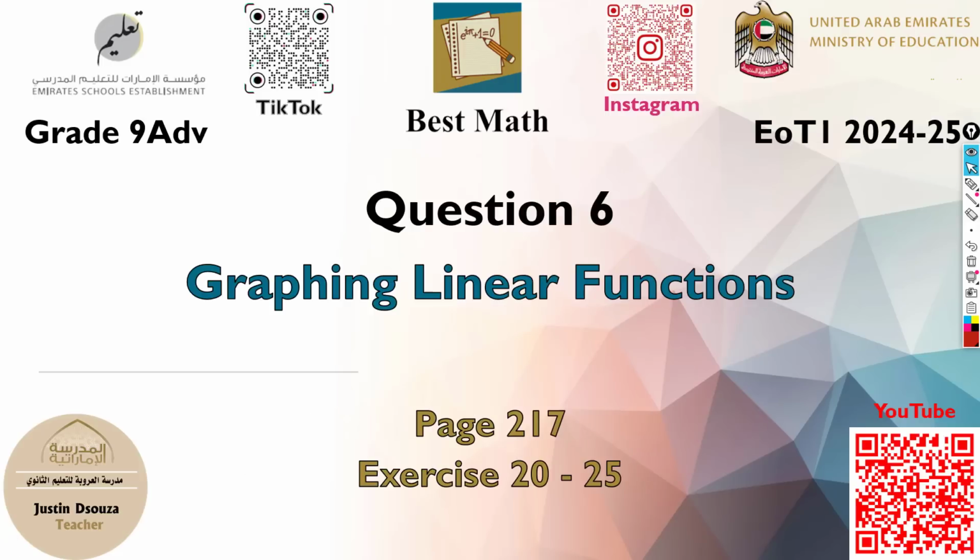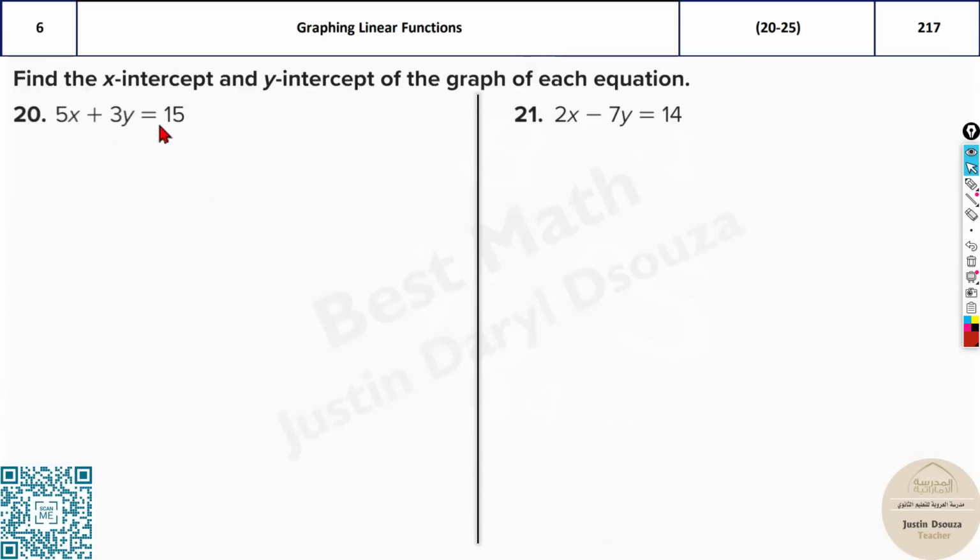Question 6 is supposed to be graphing linear functions, but exercises 20 to 25 are just to find the x and y intercept. But anyway, I'll just graph one equation over here. So it's to find the x and y intercept of the graph of each function. Now they have clearly not mentioned anything to graph, but the graphs might be given, or you might have an equation. You need to find the x and y intercepts. So let us do this.